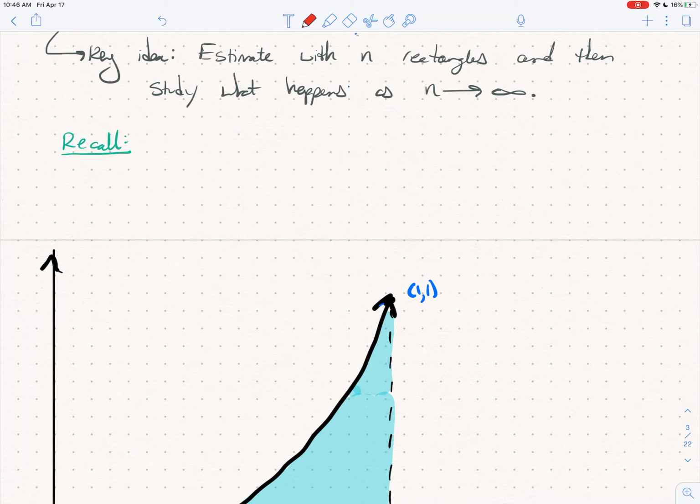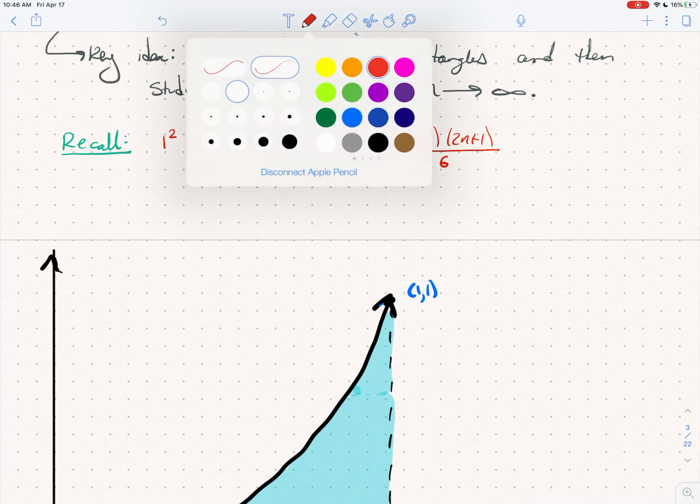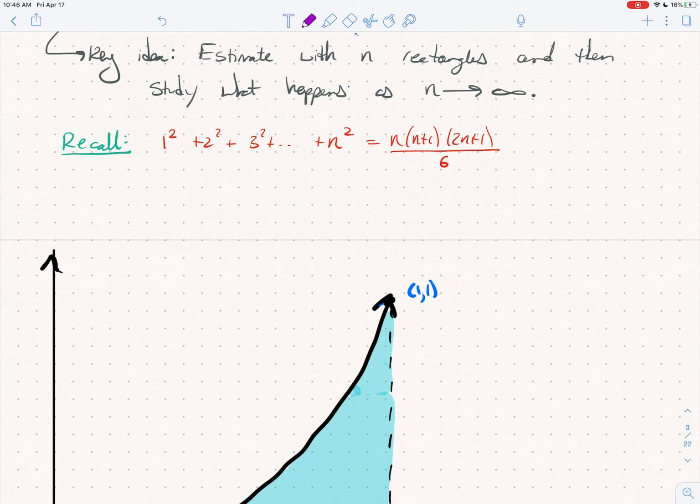So for this specific example, this is not something we'll always need, but in this example, I need to remind you of a little formula you learned in discrete. If you add up the first n squares, so 1 squared plus 2 squared plus 3 squared, and you keep going and you stop at some number n, then this is actually equal to n times n plus 1 times 2n plus 1, all over 6. Just in case this is not something you remember, let me just show you.